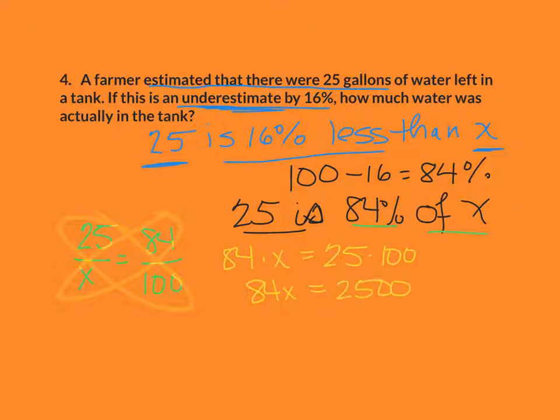The opposite of times 84 is to divide by 84. These two cancel. I'm left with X equals 29.761. I'm going to round that to, let's see, if I round to where the 7 is, I look at the 6, that's above 5, so I'm going to be rounding up. That means the 7 goes up to 8, so my answer is going to be 29.8 gallons of water.